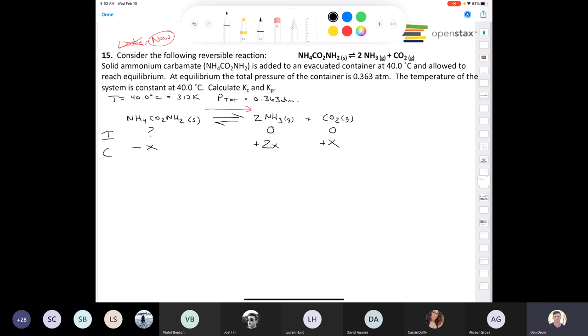Now, at equilibrium, all they gave us was the total pressure. But I want you to think about this carefully. Could anybody tell me what the pressure of the solid ammonium carbamate would be at equilibrium? What would be its pressure? What would be the pressure of the solid ammonium carbamate at equilibrium?